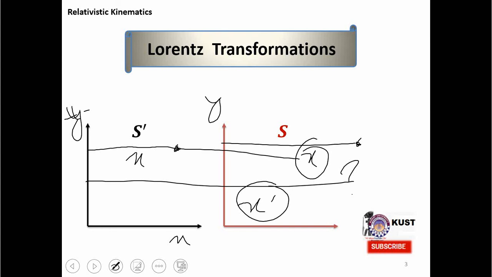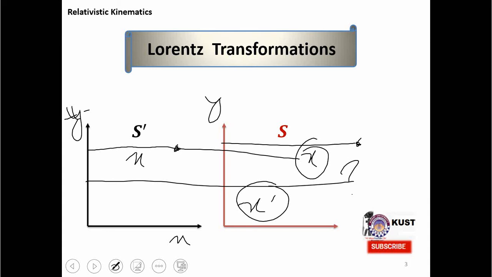But in special theory of relativity, Einstein introduced the concept of Lorentz transformations, which means that the positions as well as time will be converted with respect to Lorentz transformations. Before that, they were converted with the help of Galilean transformations. One of the aspects of Galilean transformation was that time was taken as absolute.